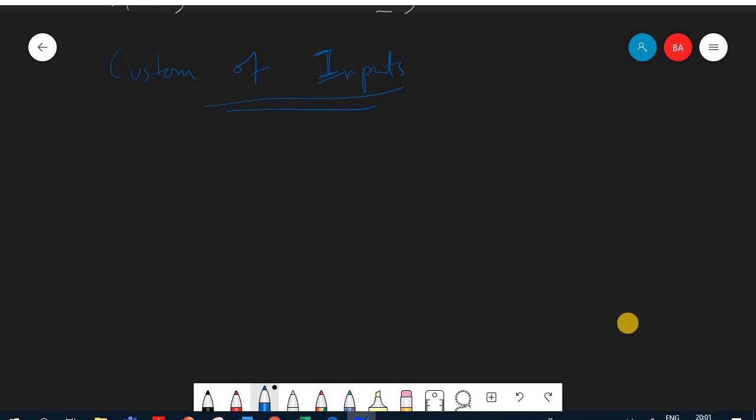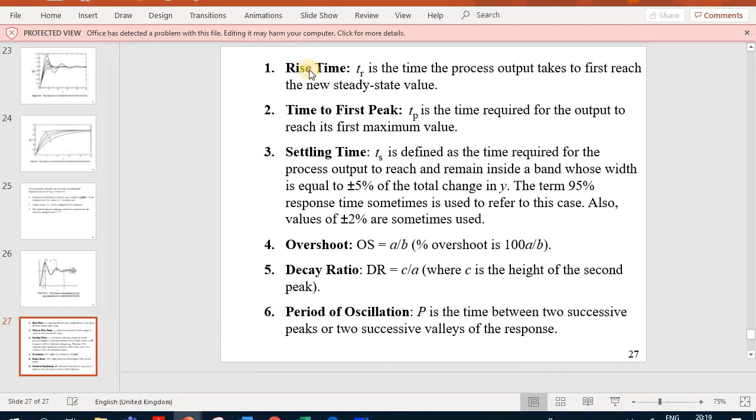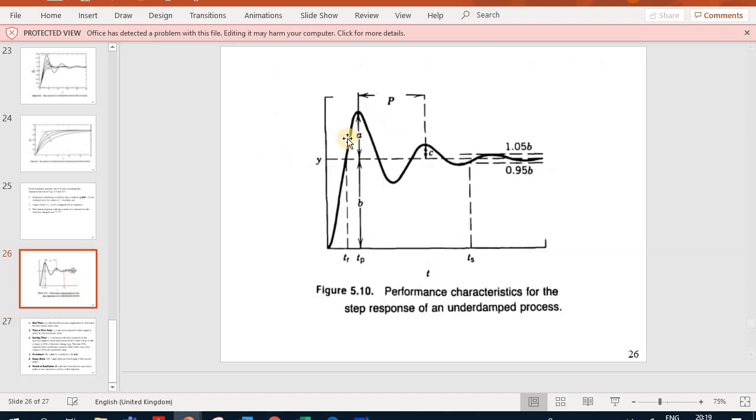For the custom inputs, there's something that I forgot to explain before I get into them, which is also related to second order processes. Where we have stopped is the rise time, time to first peak, settling time, overshoot, and decay ratio. We have explained the details of all that, and how we can obtain them from the figure.